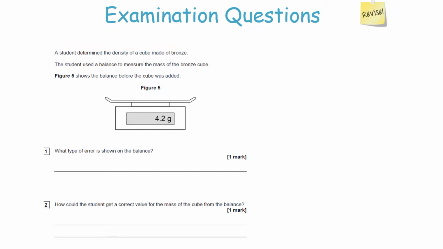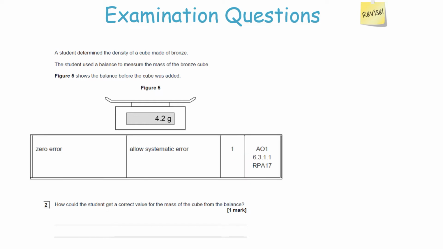Right, it's important that you can identify key types of errors in scientific investigations. Now in this case, the value should be reading 0, but it's not, it's reading 4.2, so it's what we call a zero error. Now a zero error is a type of systematic error, which means it's a constant error for every measurement that you would take. Now how could you get the correct value of the mass after you've got the zero error?